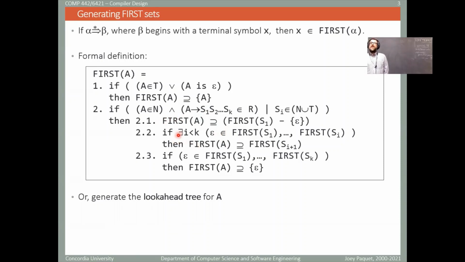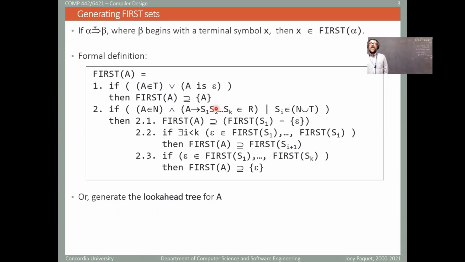The second one is if any of the S's in the sentential form that defines A, in sequence, can evaluate to epsilon, then the first of A contains the first of the next one in the list. For example, if S1 can possibly evaluate to epsilon given one of the rules defining S1, then S1 can essentially not be there. So if you're finding the first of A and S1 can be null, then the first of A contains the first of S2, and so on in the list.